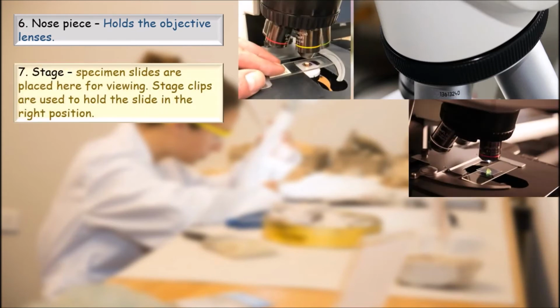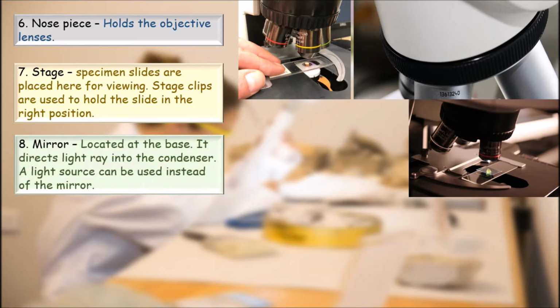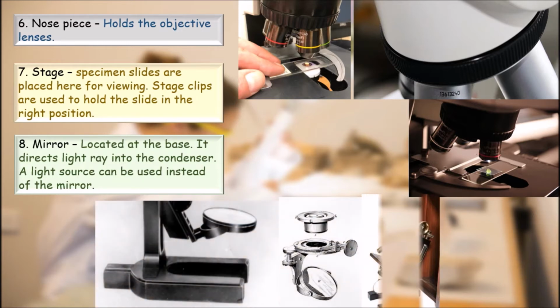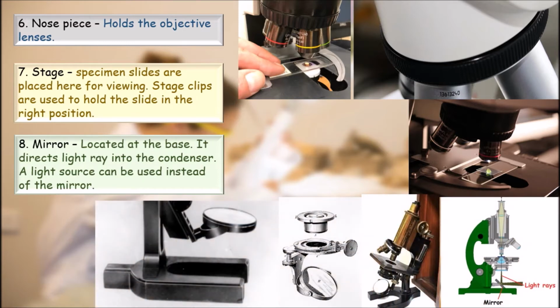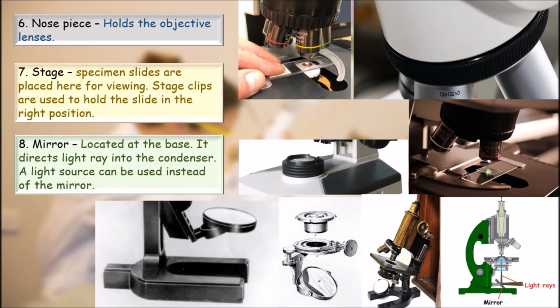Stage. Specimen slides are placed here for viewing. The stage clips are used to hold the slide in the right position. Mirror. It is located at the base. The mirror, which can be adjusted as needed, directs the light rays into the condenser. It can be a plane mirror or a concave mirror. In some microscopes, there is a light source instead of a mirror.